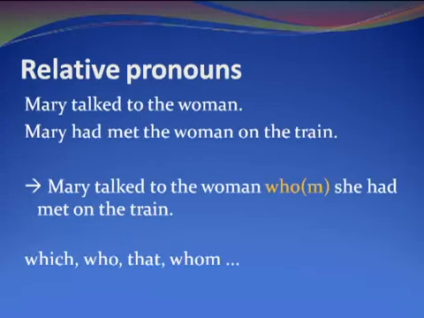Okay, a further category of pronouns are what are called relative pronouns. Relative pronouns are used to introduce a little clause in a sentence, and a clause is really a small sentence within a sentence. For example, you could have two sentences. Mary talked to the woman. Mary had met the woman on the train. You can make one sentence from those two sentences and say, Mary talked to the woman whom she had met on the train. And whom is a bit more formal than who.